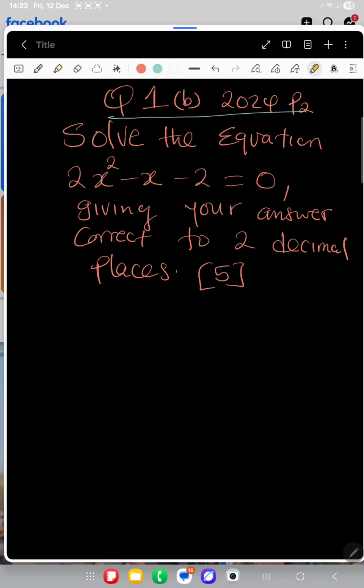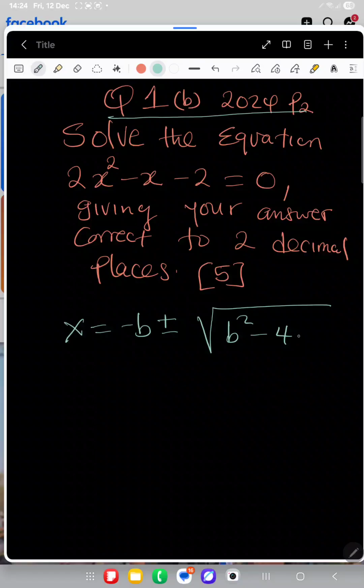Mostly we use the formula method because it is the one which is given in the paper. They mostly give you the formulas on the first page of the paper. So we are going to use the formula method to solve this quadratic equation. The formula is x equals negative b plus or minus the square root of b squared minus 4ac, over 2a.